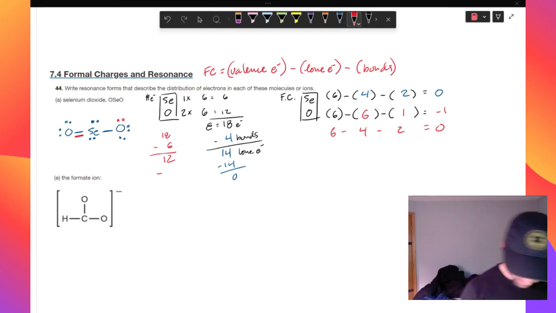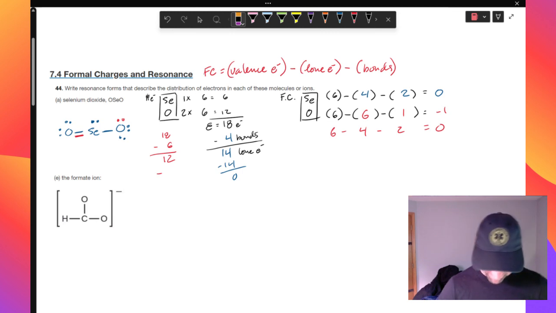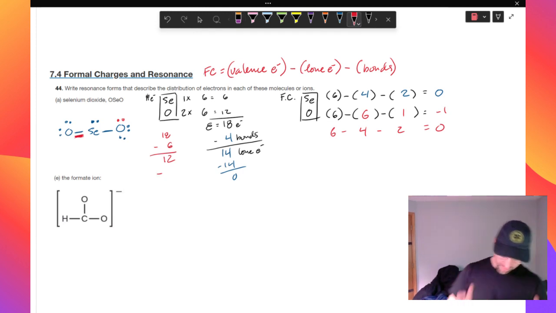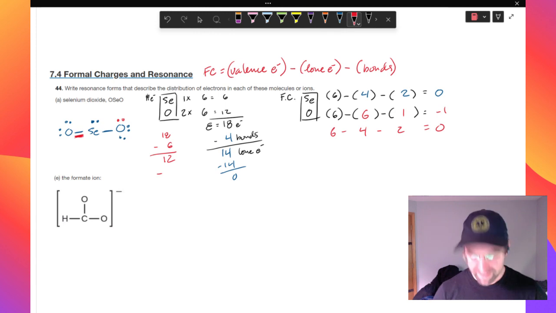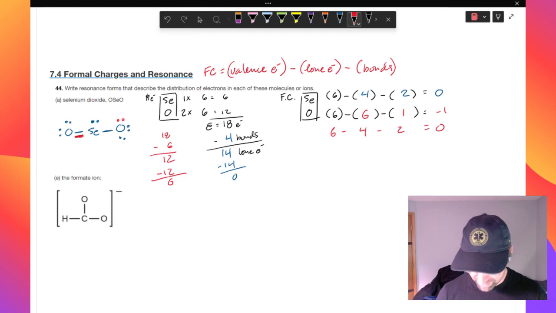Oh. I had an extra lone pair on selenium, which I did not account for when I added the bond here. So we made our mistake right at the beginning, and then we compounded our mistake when we tried to catch ourselves later. 2, 4, 6, 8, 10, 12. Now all of our electrons are accounted for.